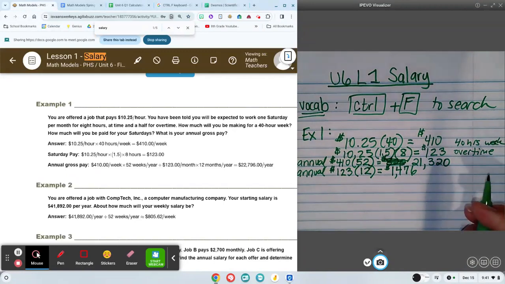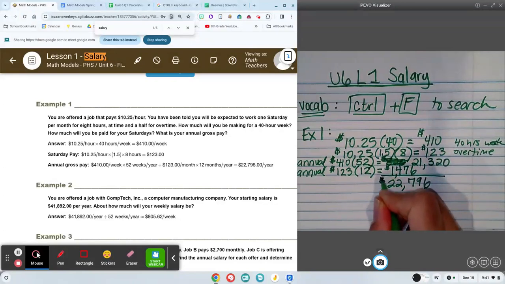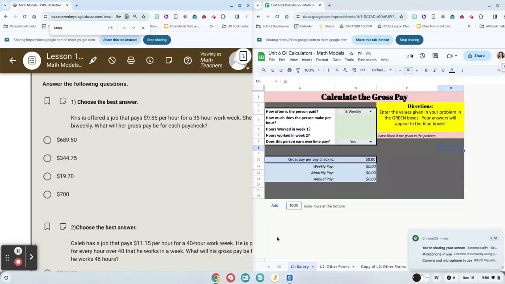All right, so let's add those two together. Here's my 40 hours annually, and here's my 1 Saturday a month annually. When I add 21,320 and 1476 together, I get 22,796. This would be my annual gross pay. All right, let's go ahead and take a look at part of your lesson.